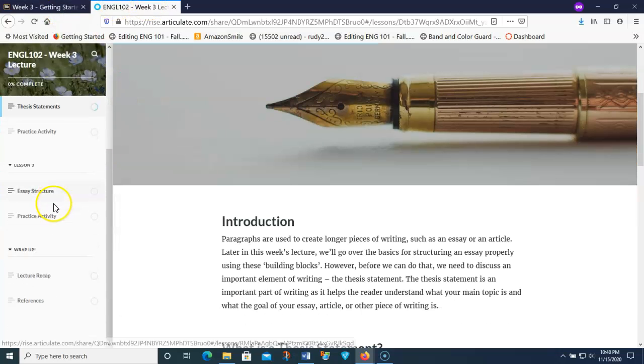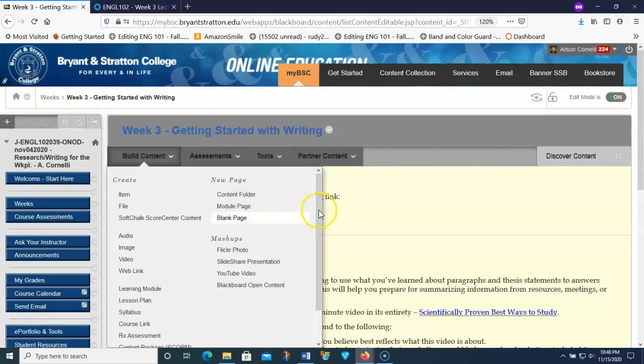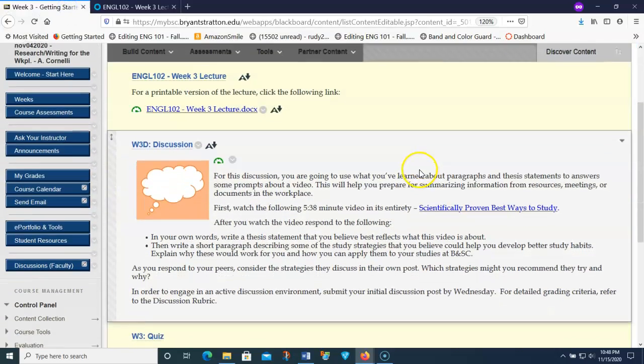And of course, there are some other things that you're going to want to look at in the lecture. And this essay structure is then an overview of what it will look like when you put together your thesis statement with the different paragraphs that you're going to be creating for the essay. All right, so let's go back through the assignments for this week.